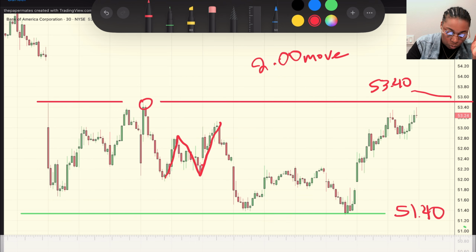But notice what it's doing. You're paying attention to what else is showing you, and that is this little bear flag here. You get a breakout and boom, we finally come down to where you were looking to exit.